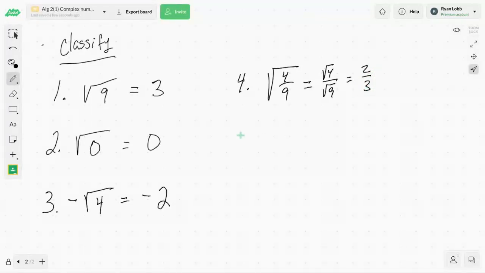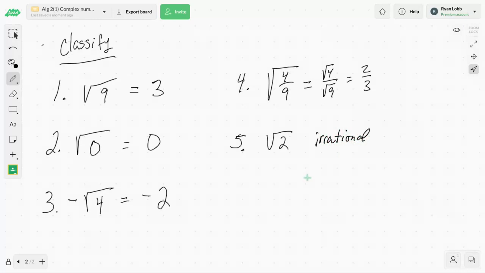If we go to 5, if we look at this one, what's the square root of 2? Well, 2 is not a perfect square, so I can't simplify this at all. It doesn't simplify nicely, right? And what does that mean? That means that this is going to be an irrational number.